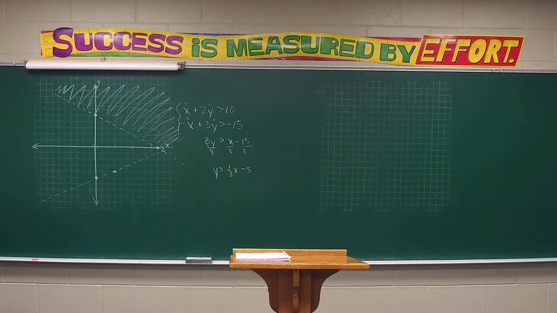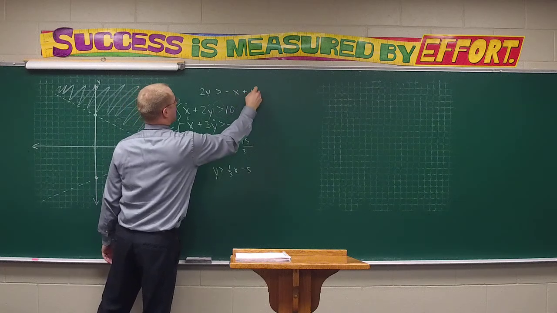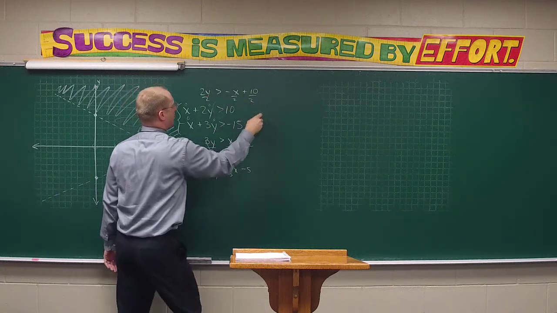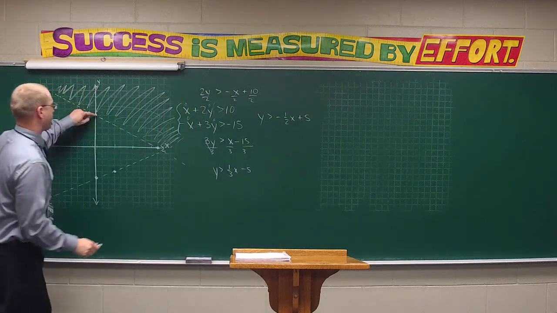When I graphed, I had slope-intercept form for the first one, but I had a positive 5, but I graphed it as a negative 5. I gotcha. Okay, so let me show the slope-intercept form real quick here. Y is greater than negative a half x plus 5. So 5, rise 1, run 2.